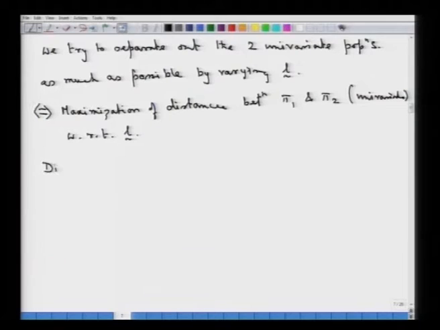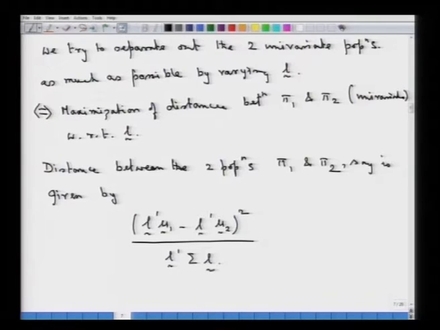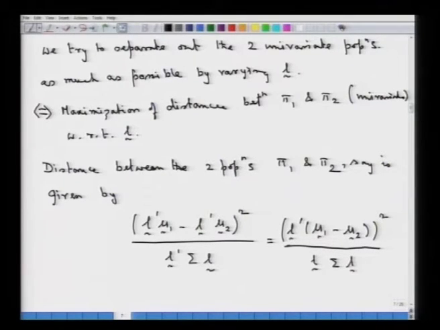Now, we can propose the following statistical distance between the two populations pi 1 and pi 2: L prime mu 1 minus L prime mu 2, whole squared, divided by the variance L prime sigma L. This is the same as L prime (mu 1 minus mu 2) squared, divided by L prime sigma L. This can be taken as the statistical distance between these two univariate populations, one with mean L prime mu 1 and the other with mean L prime mu 2, and with the same variance.